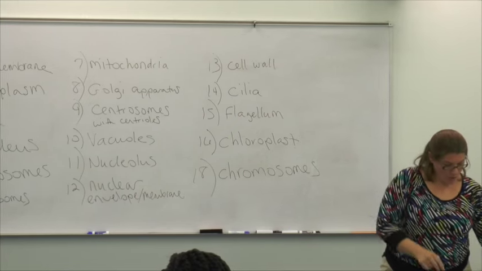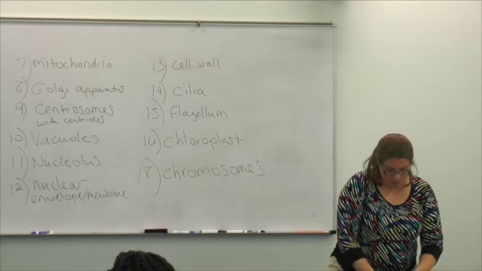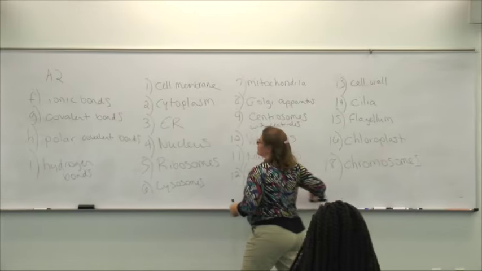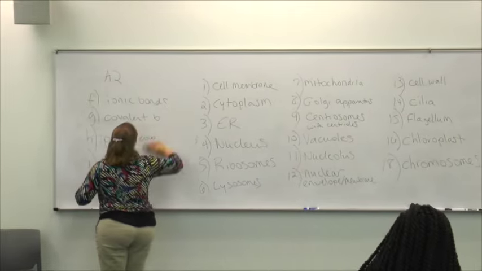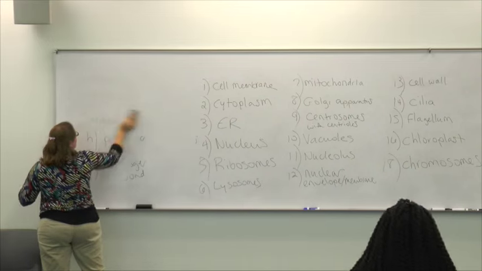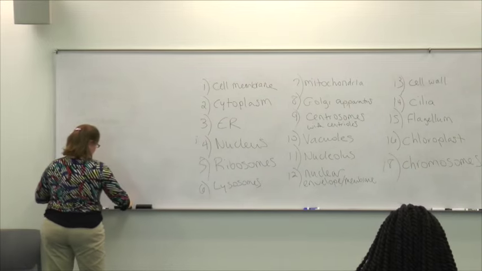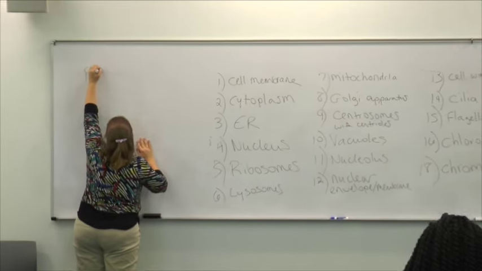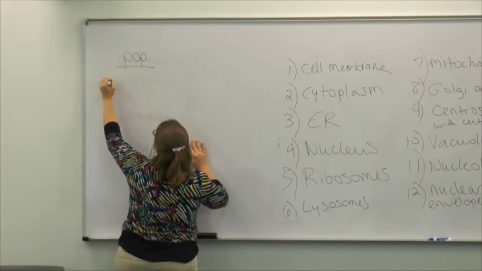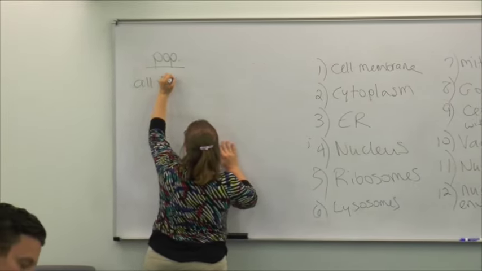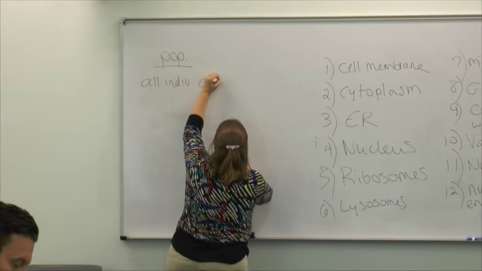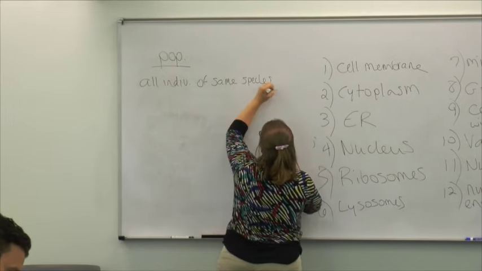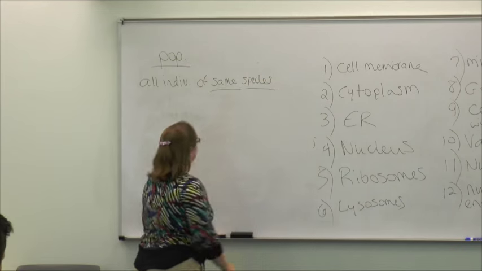Okay. So let's see, guys. Difference between population, community, and ecosystem. You guys remember that? Okay, so a population consists of what? Individuals. Okay, so same species, that's the key. A population is all the individuals of the same species that live in the same place at the same time.